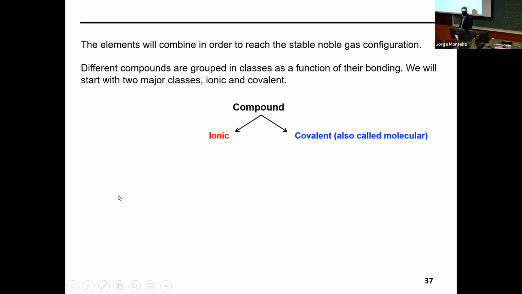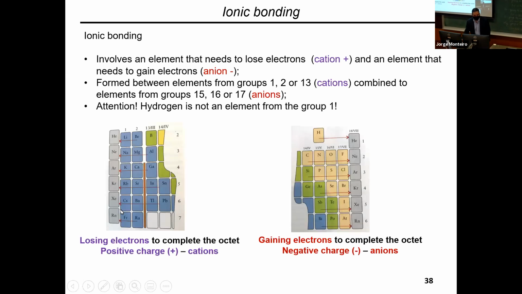Okay, very good. So now it's a good time to present the 2 different possibilities for bonding. Again, the elements will combine in order to reach the stable noble gas configuration. Different compounds are grouped in classes as a function of their bonding. We will start with 2 major classes, ionic and covalent. And we will first study the ionic bonding.